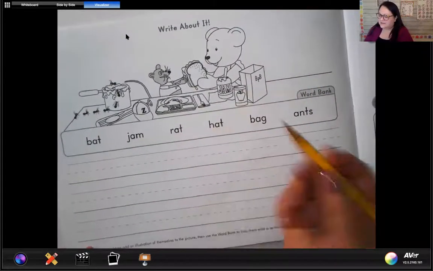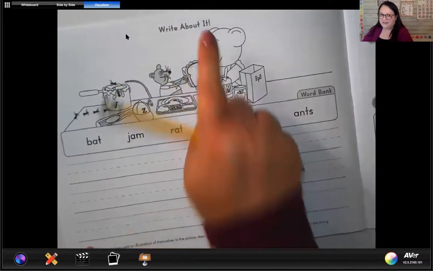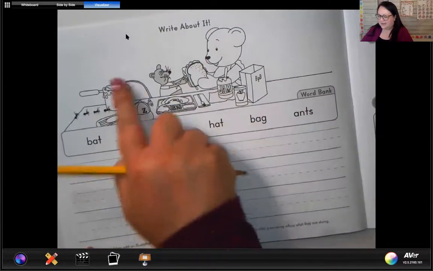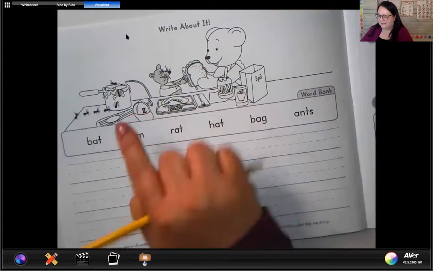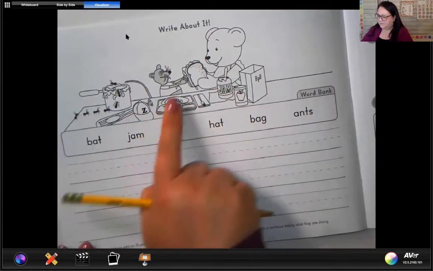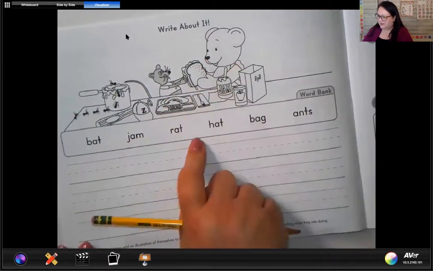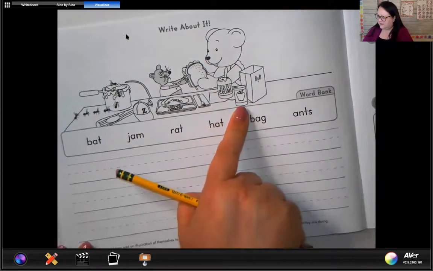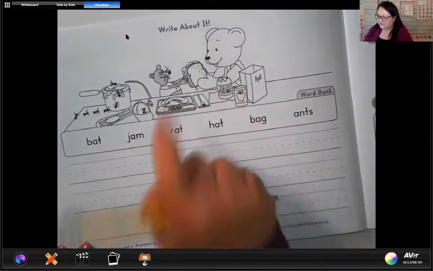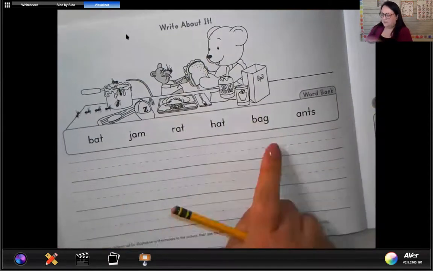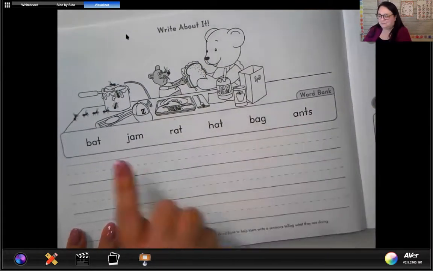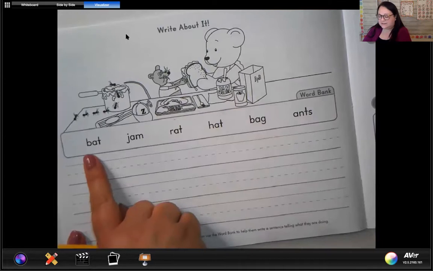Now here it says, write about it. And we see a picture of a pot with ants on it, yuck. A bat, a cap, we see Zach and Backpack Bear and Jam. And looks like they're having lunch with a sandwich. Now we have some words to choose from here. Let's go ahead and figure out what these words say.